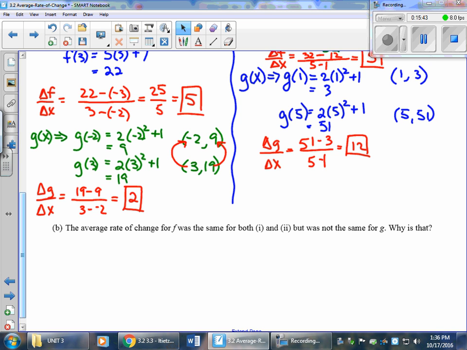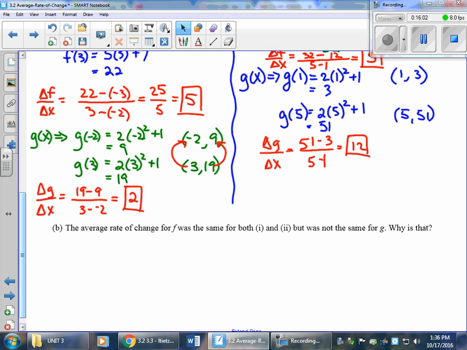Hopefully you were able to follow that. I know it was a lot of busy work there, but you figured out how to find the average rate of change of both functions. Now, B says the average rate of change for f was the same for both 1 and 2, but it was not the same for g, and why is that?